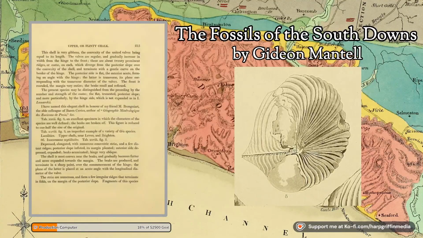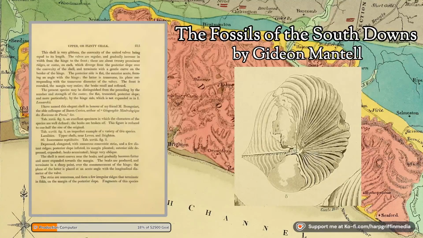which diverge from the posterior slope over the convexity of the shell and terminate with a gentle curve on the border of the hinge. The posterior side is flat, the anterior acute, forming an angle with the hinge. The latter is transverse, its plane corresponding with the transverse diameter of the valves. The front is rounded, the margin very entire, the beaks small and reflexed. The present species may be distinguished from the preceding by the number and strength of the costae, the flat, truncated posterior slope, and more particularly by the hinge side, which is not expanded as in Inoceramus lamarcki.